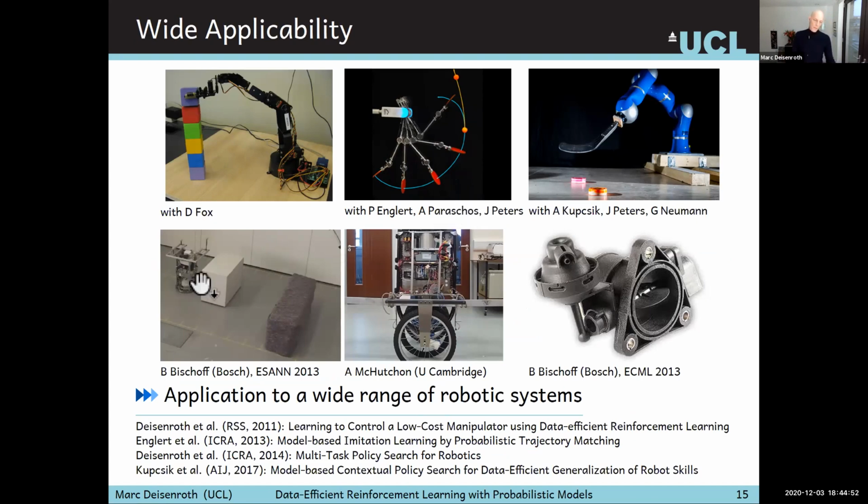This is work by other people, in this particular case from Bosch, where they had a hierarchical navigation task where they used these kinds of methods. This is work by Andrew McHutchon from Cambridge, where he learned to balance a unicycle using this approach. And again, Bosch used this approach also to control throttle valves in combustion engines. So it actually made it a little bit beyond the laboratory environment. I find it very exciting that it's fairly applicable to a wider range of problems.